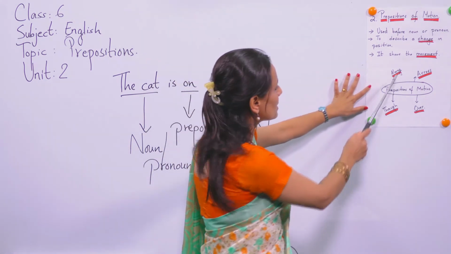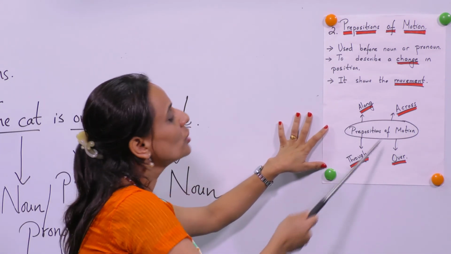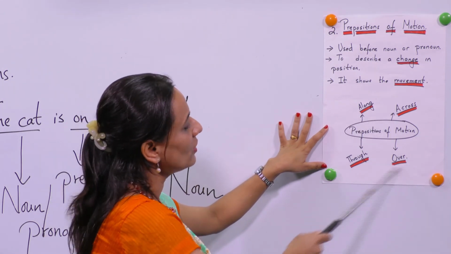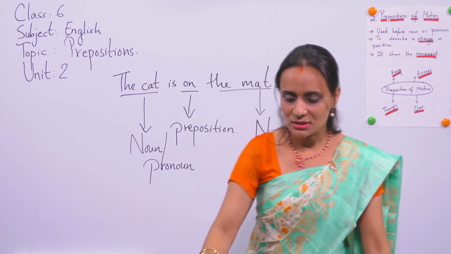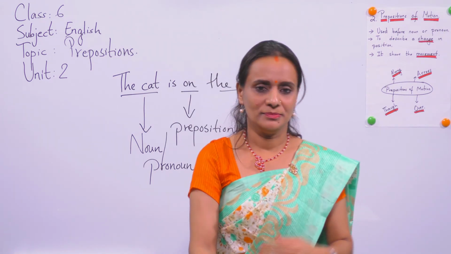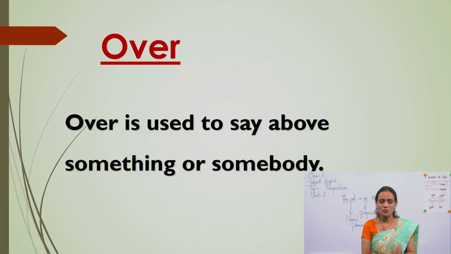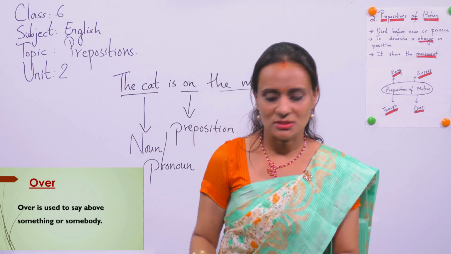And we are going to do these prepositions of motion today. They are along, across, through, and over. These are the ones we are going to do. Okay, I am going to show some words in the slide for you. Now look. First of all is the word over. Over is used to say above something or somebody. Always over is used to tell the upward position, not the downward position, but upward directions.